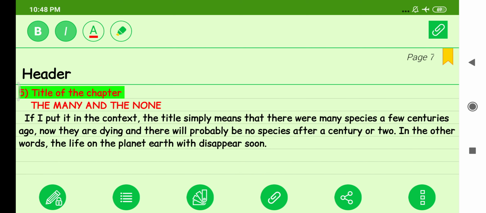Title of the chapter. Title is very simple: The Money and the None. The money, maybe 500-600 years back there were many species. At present there are fewer species. And the none, in future, after 50 years, 100 years, there will be no species. So a frightening title that perhaps life will end on this planet, all species will die, there will be none, no species at all. You can read here, pause the video and read more about this title.